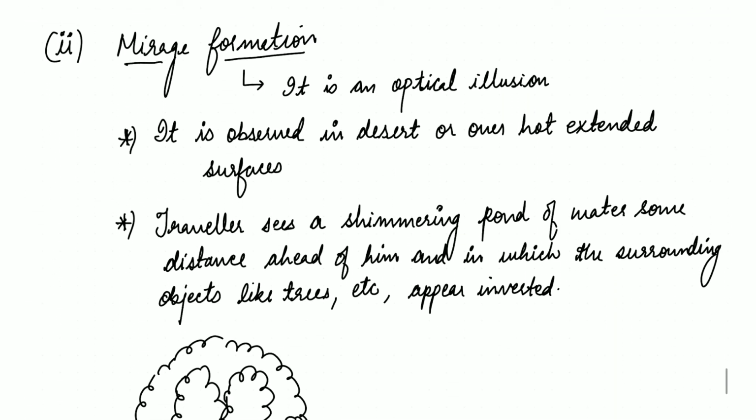Okay, next application is mirage formation. Now, what is a mirage formation? It is basically an optical illusion. Where do we see this optical illusion? It is observed in deserts or over hot extended surfaces.